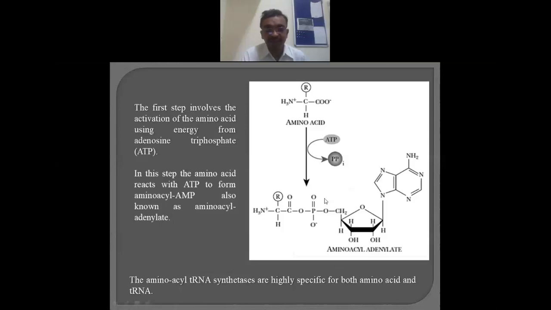Now keep in mind, this is an enzymatic reaction. The enzyme required is referred to as aminoacyl tRNA synthetase. These aminoacyl tRNA synthetases are highly specific for the amino acid and tRNA. The tRNA structure is the same, so how do the tRNAs differ? When I say that different types of tRNAs are present, generally all the tRNAs have the same configuration, the three-dimensional structure is the same. But still, I am saying that there are different types of tRNA. What does it mean?